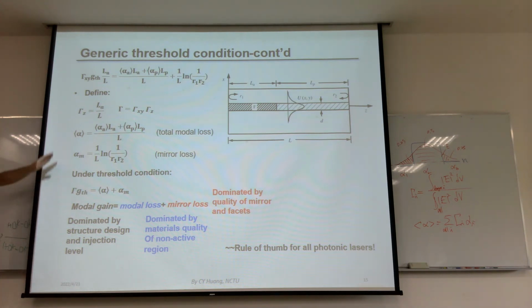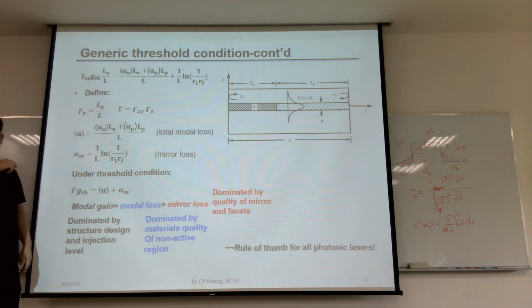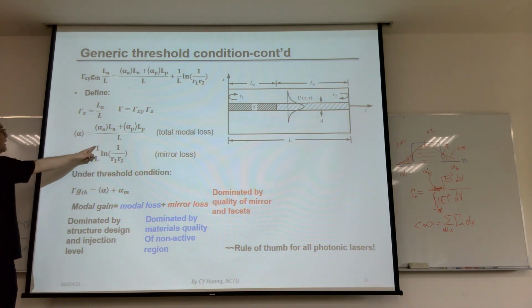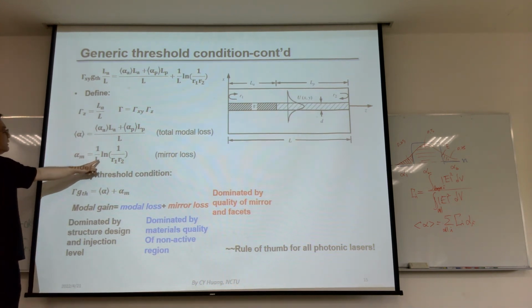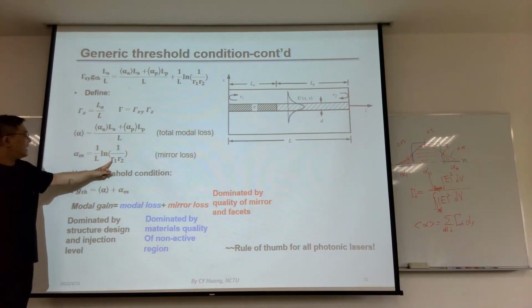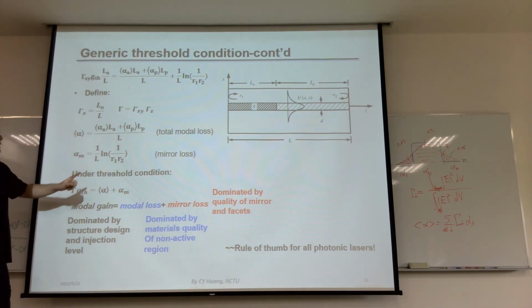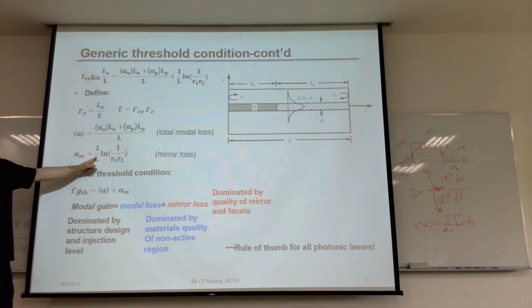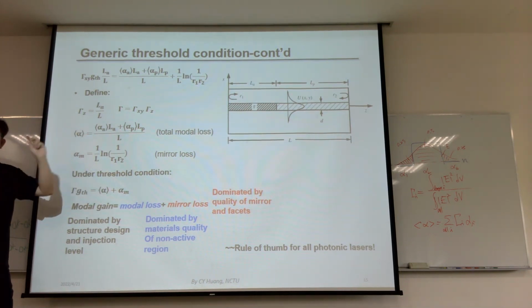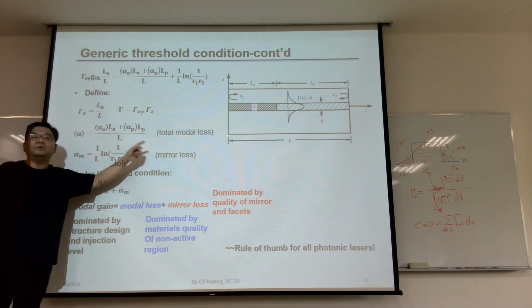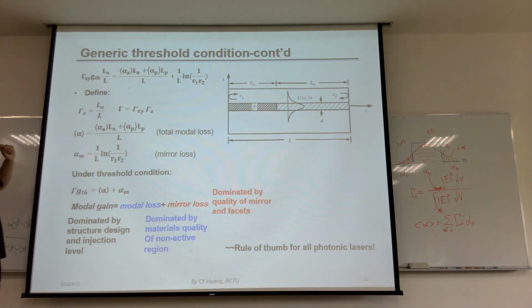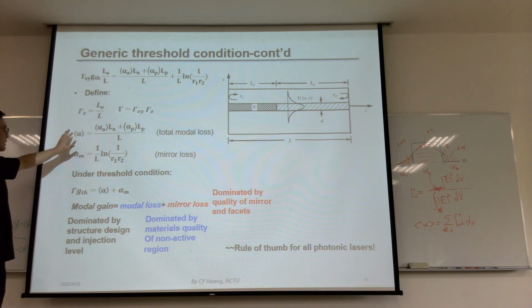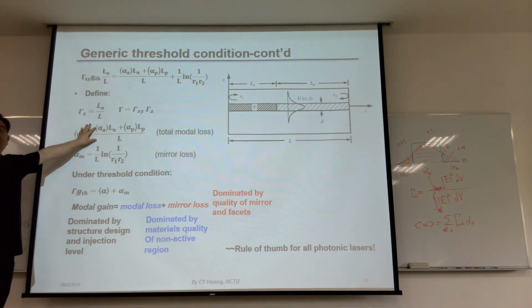Anyway, so this is the modal gain. This is the total modal loss. And the rest, the term 1 divided by L times log of 1 divided by R1 and R2, is the optical energy loss leaving the cavity. So we can call it the mirror loss. So the whole thing becomes a very elegant statement.